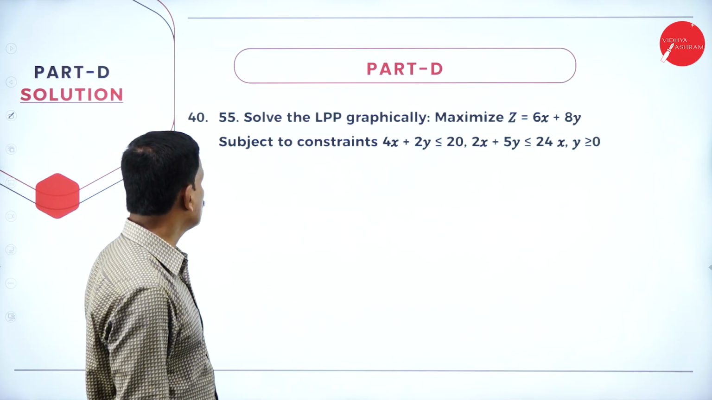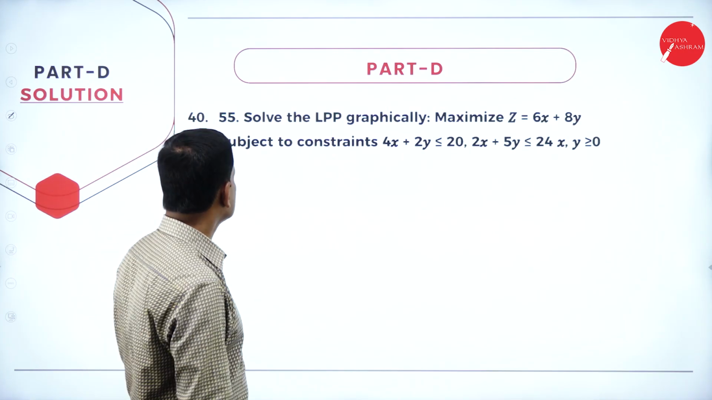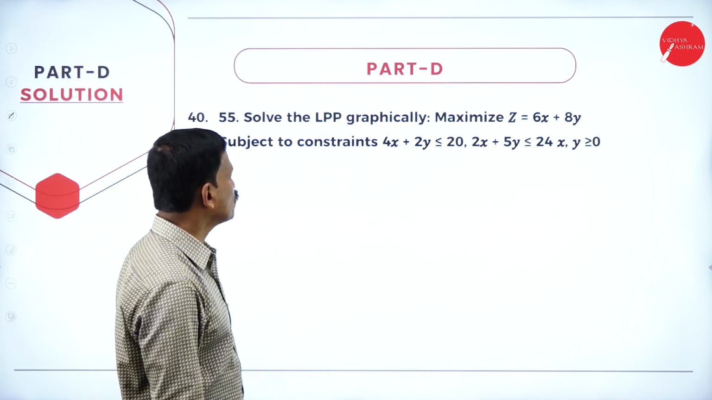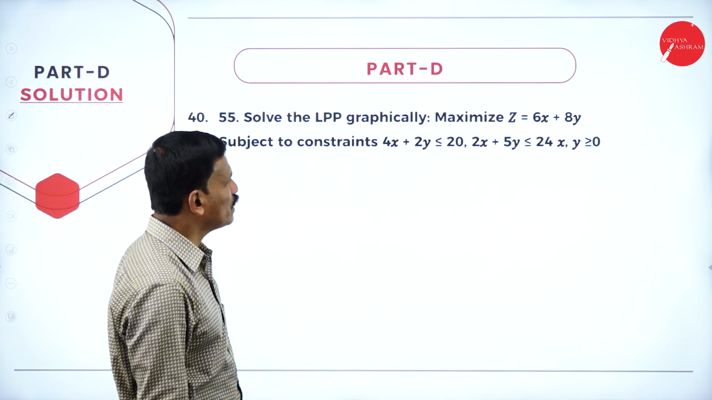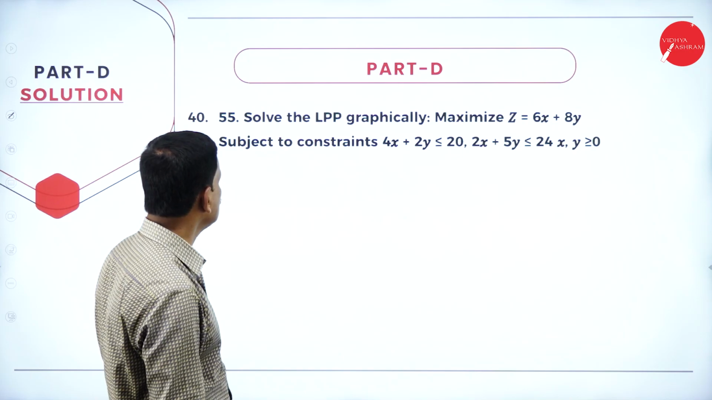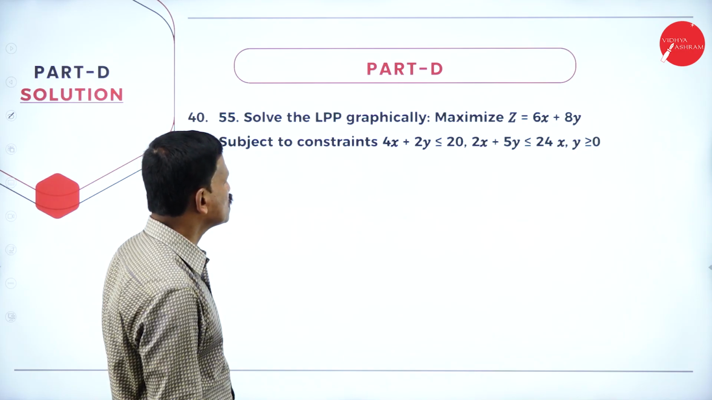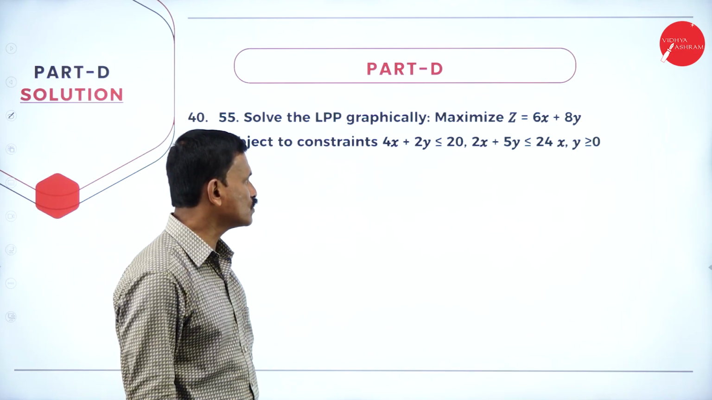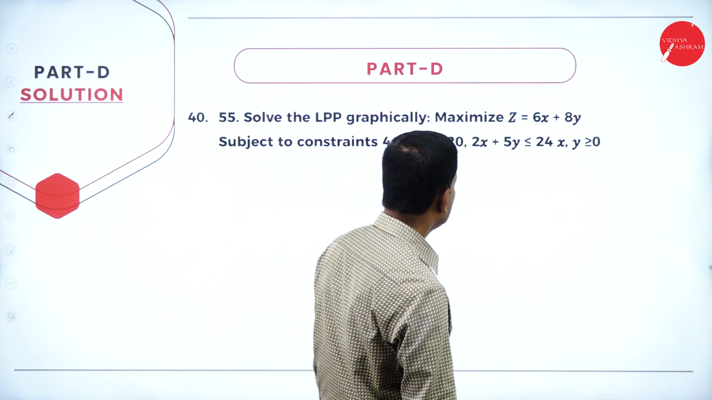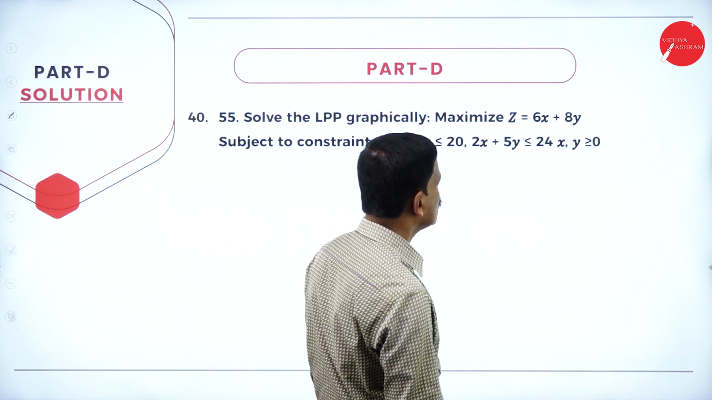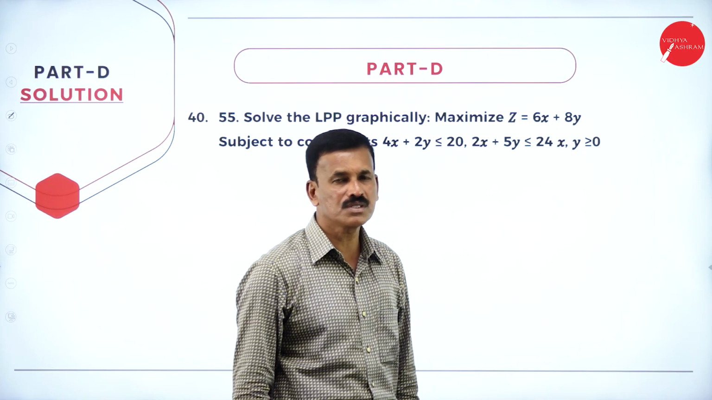Now on to the next problem, that is from LPP. Solve the following linear programming problem graphically. Maximize z is equal to 6x plus 8y subject to constraints 4x plus 2y is less than or equal to 20, 2x plus 5y is less than or equal to 24, x and y are greater than or equal to 0.